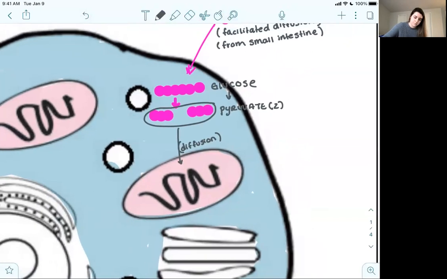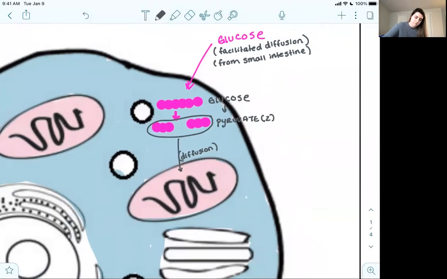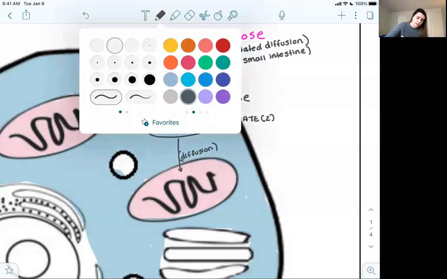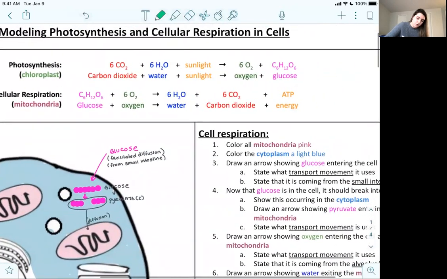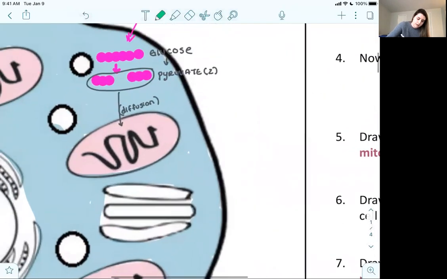Okay. My next step, step number 5, says draw an arrow showing oxygen entering the cell and the mitochondria. So my oxygen is in green. We get that from our equations right up here. We've already had glucose enter our cell for cellular respiration. Now we have to have oxygen enter the cell. So I'm going to go ahead and show oxygen entering both the cell and the mitochondria here. So this is my oxygen.